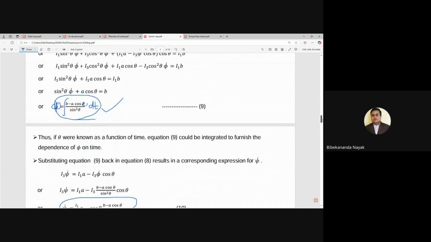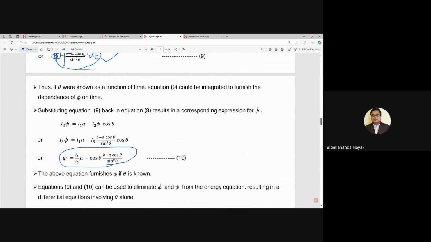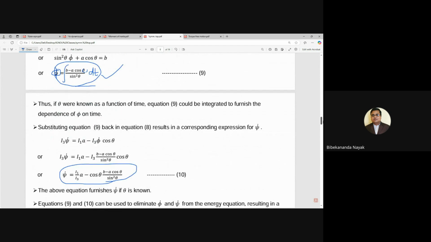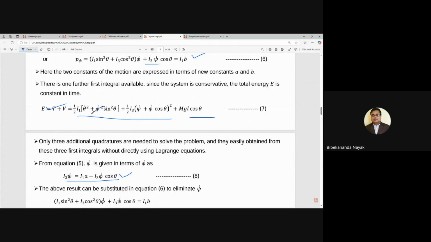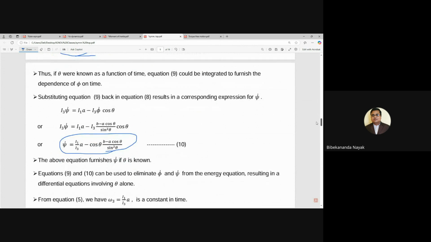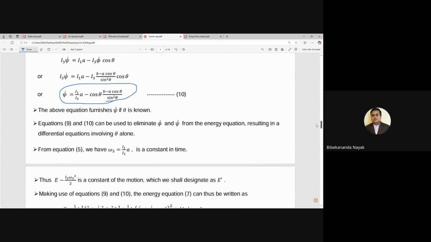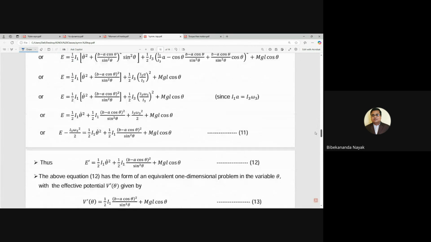And from 9 and 10, these equations are used to eliminate phi dot and psi dot from the energy equation. Putting this in place of phi dot and this in place of psi dot in the E equation, you can remove phi dot and psi dot from here. It is only theta dot, holding the differential equation in theta only.